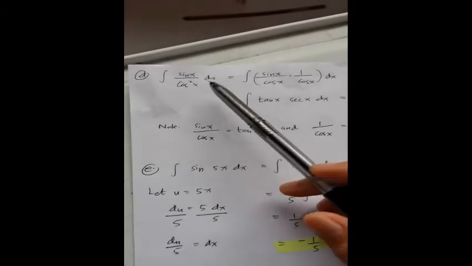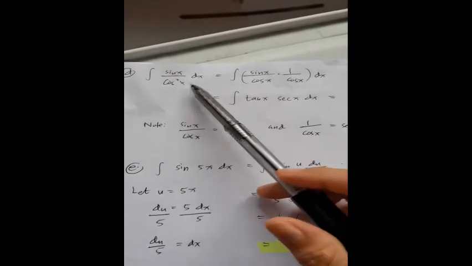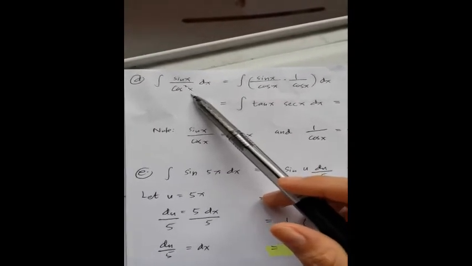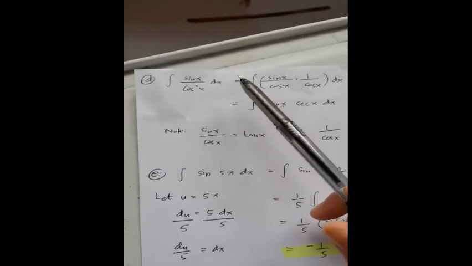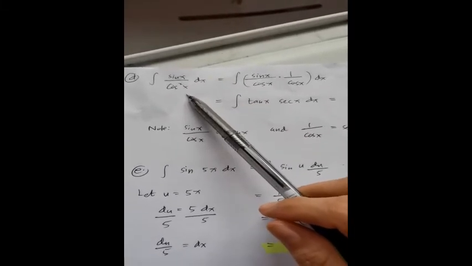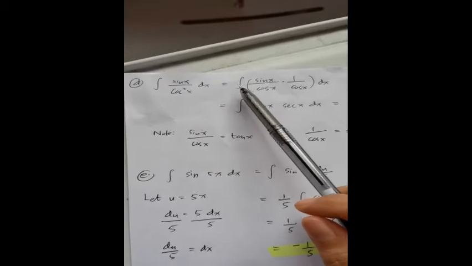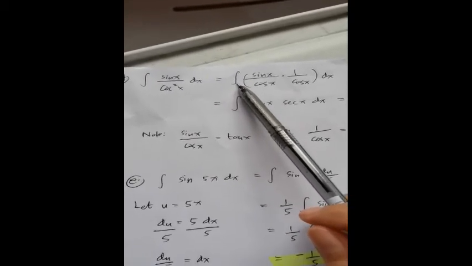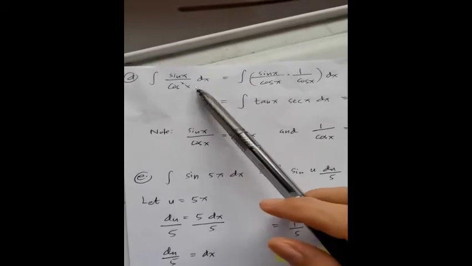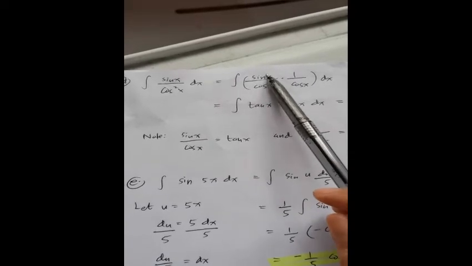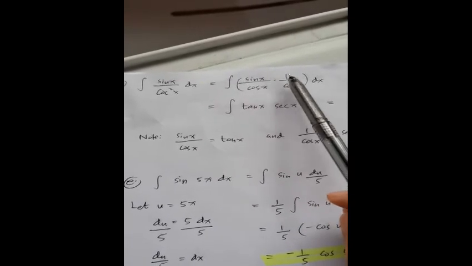Next example is the integral of sine over cosine squared x. Ibig sabihin, dalawa yung cosine natin dito kasi cosine squared man. So, before natin ito ma-integrate, i-simplify muna natin siya. Pwede natin itong masulat or ma-express as sine over cosine times 1 over cosine.